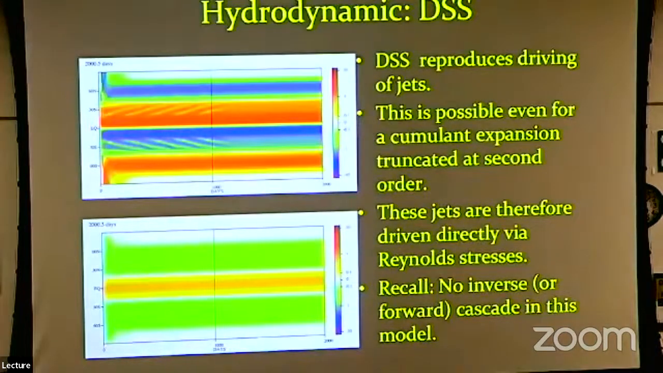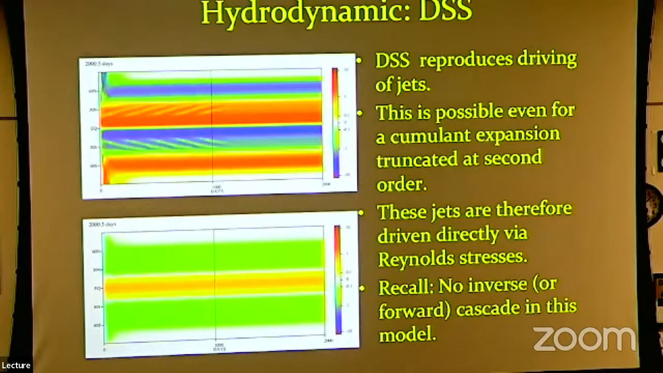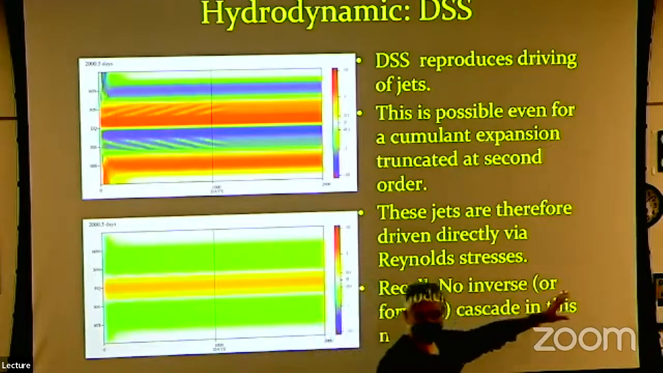So what do we see if we do the same thing? Well, certainly direct statistical simulation at CE2 does reproduce the driving of at least these jets. Now there was a theory that these jets were solely driven by an inverse cascade to larger scales, which led to the formation of these jets. But that can't be right because CE2 is a quasi-linear theory. And I told you in the second lecture that quasi-linear theories throw out cascades and inverse cascades.